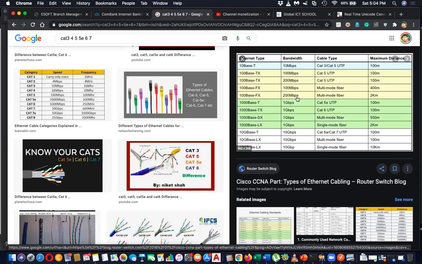That is 200 megabit per second multi-mode fiber. It's going 2 kilometers. Then here you can see this is twisted pair, category 5E cable. Twisted pair again, category 6 cable. Both are 100 meters. Then SX. SX means here it's for fiber, right? Again, LX means single mode fiber. What is the difference between multi-mode fiber and single mode fiber?